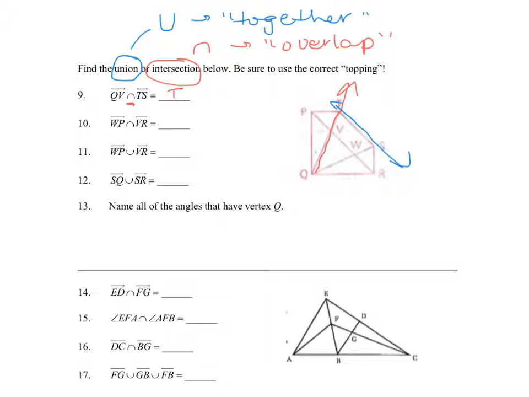Now we're looking for the intersection of segment WP with segment VR. So again, I like to draw right on the diagram. Segment WP is right here, and it ends, notice. And then segment VR is here. And again, we're looking for an overlap. So you'll see that those two segments overlap right here where you see both colors. And they overlap at segment VW.